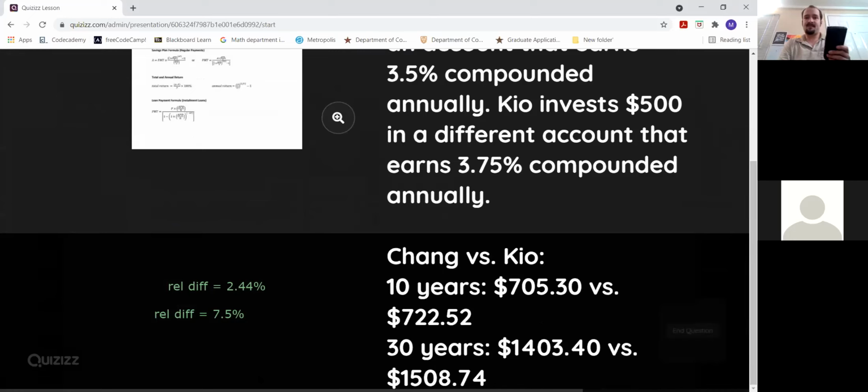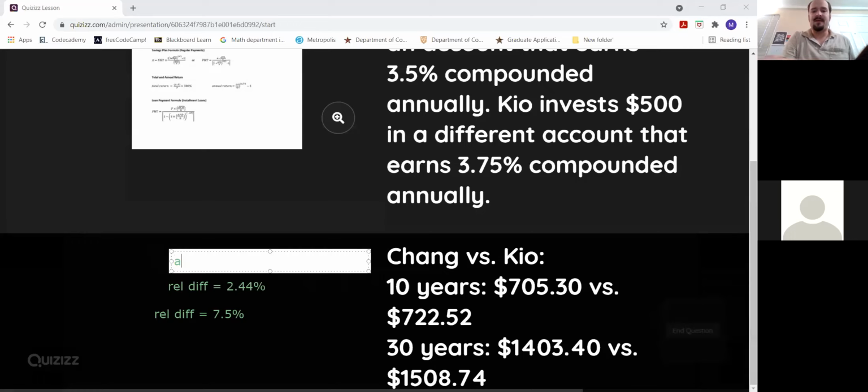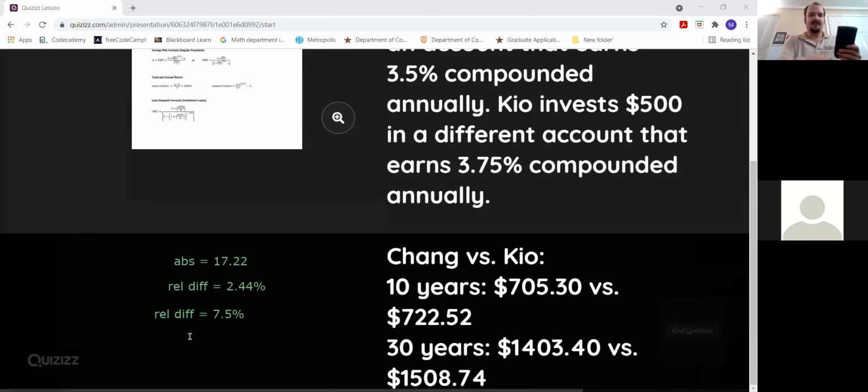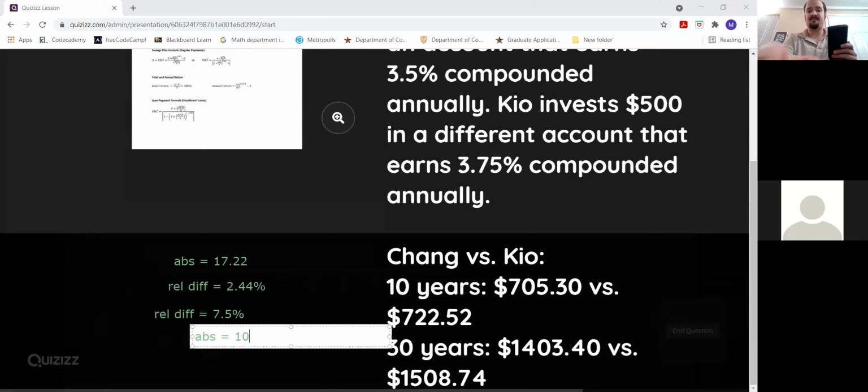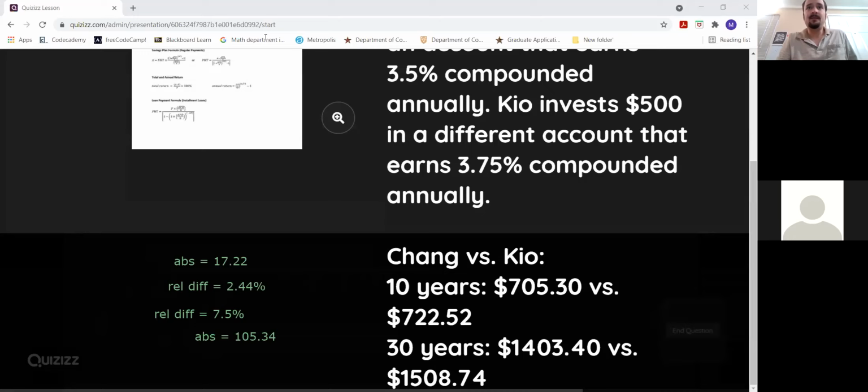So I think this is 7.22 difference. Trying to hit the right key here. But if I want to do, this is my relative difference. If I want to do absolute difference, this one is 17.22. So what do you notice about these, about their relative difference, about their absolute difference? Absolute difference here is 105. So what do you notice about these things?